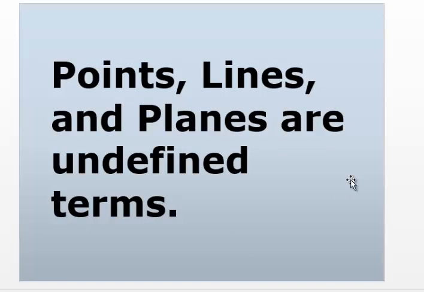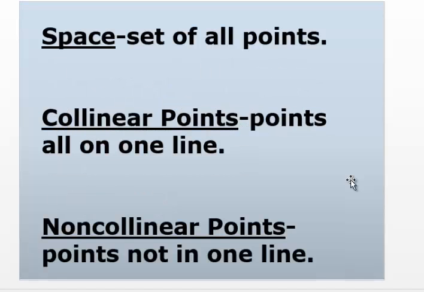Points, lines, and planes are undefined terms. What does that mean? Well, undefined means that there's no way to measure how big or how small those items are. So when you think of points, lines, and planes, there's no definition on how big or small they are, so they're considered undefined terms. The next word we're going to talk about is space, and space, I want you to know, is the set of all points. It's 3-dimensional.